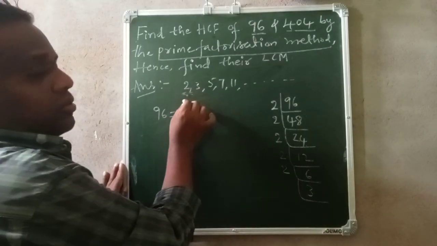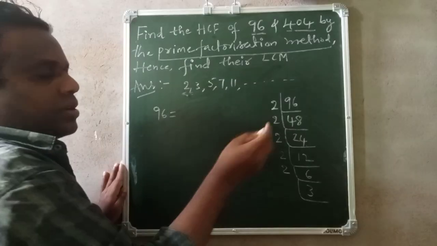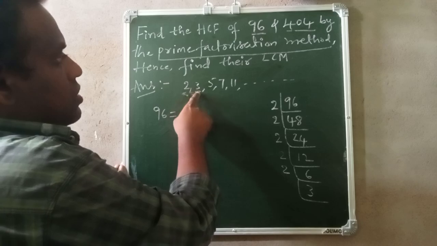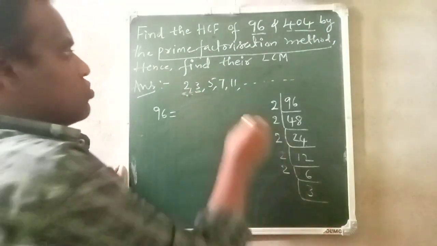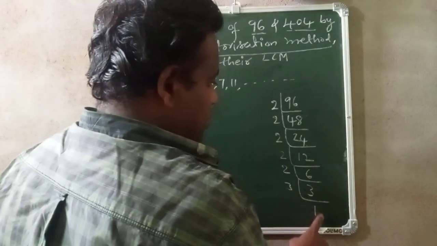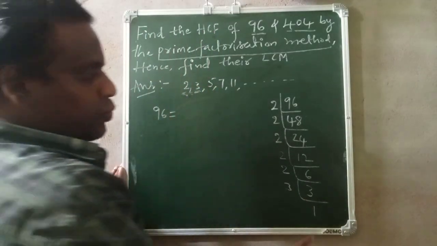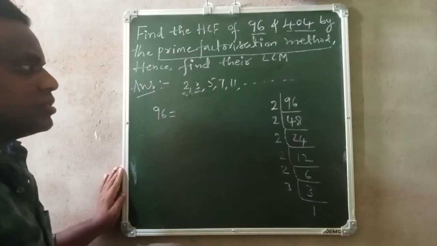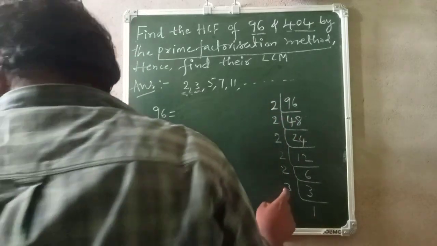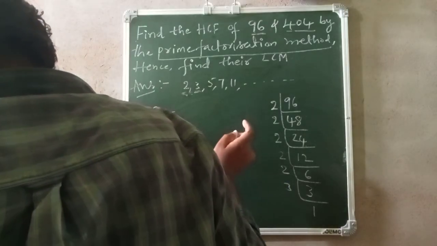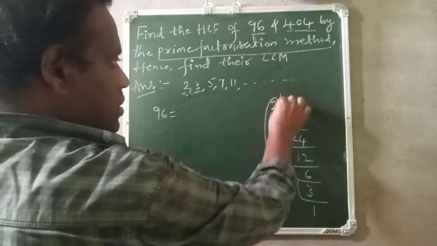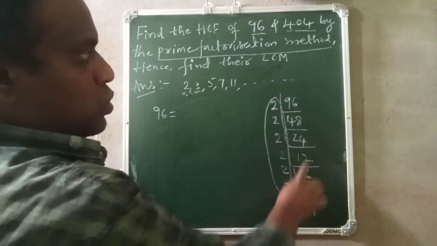So we will check the next prime number, which is 3. See, 3 can divide this 3 completely. So I will take this 3 here. Now 3 1s are 3. When you get 1 here, you stop the division process. Now except for this 1, whatever prime numbers are there, these are the prime numbers used to divide.